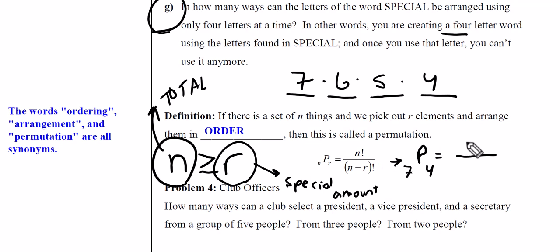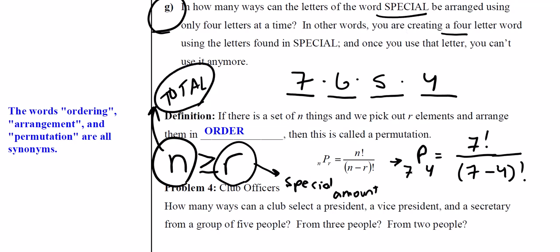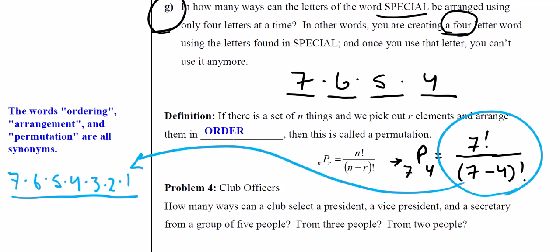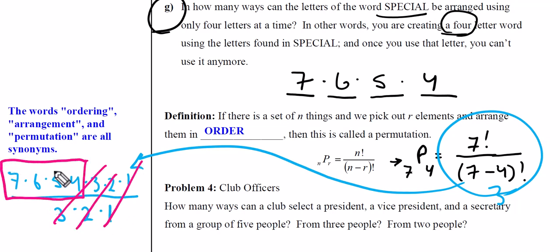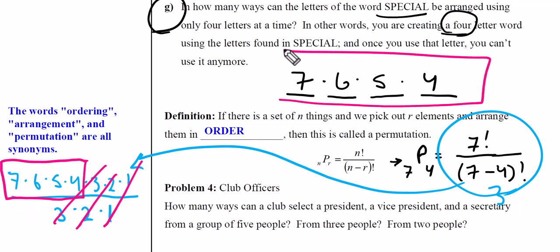Anywhere there's this n, I would put a 7, so it's 7 factorial, over 7 minus 4 factorial. Again, if we're doing G, there's a total of 7, and we're going to be picking 4-letter words. So that's the special amount that we're picking. And notice what happens if we simplify this. 7 minus 4 is 3, so that's 3 factorial, so it's 3 times 2 times 1. And notice that the 3, the 2 and the 1 cancel out, and I'm left with 7 times 6 times 5 times 4, which is what we did over here in the first place. So that's how this works out.